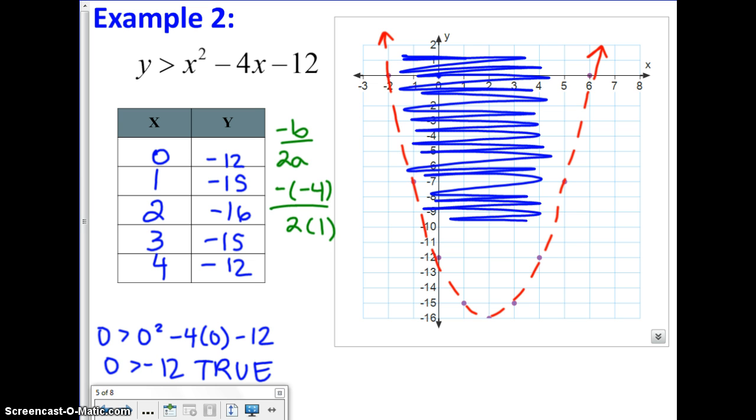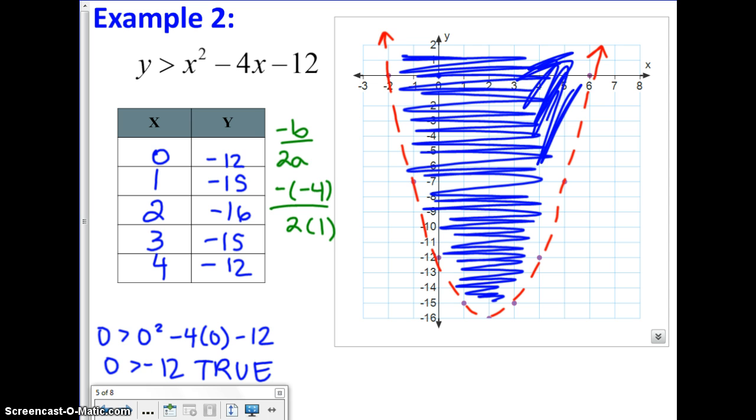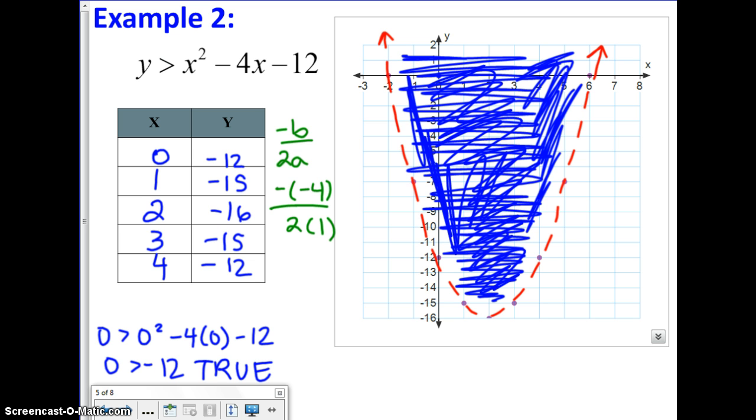Everything in here. We're shading all this area. So the solution to this problem is everything inside the parabola, but not the parabola, because the parabola is dashed. Okay? So everything inside the parabola is the solution to this problem. y is greater than x squared minus 4x minus 12.